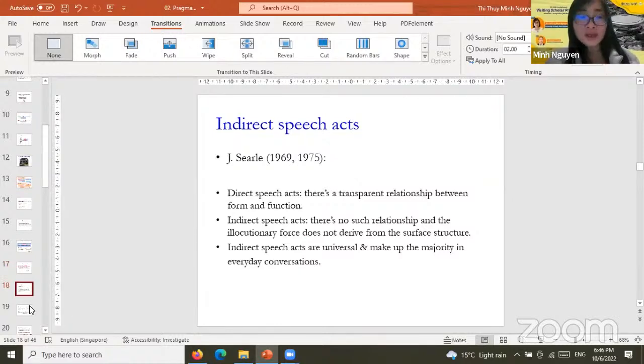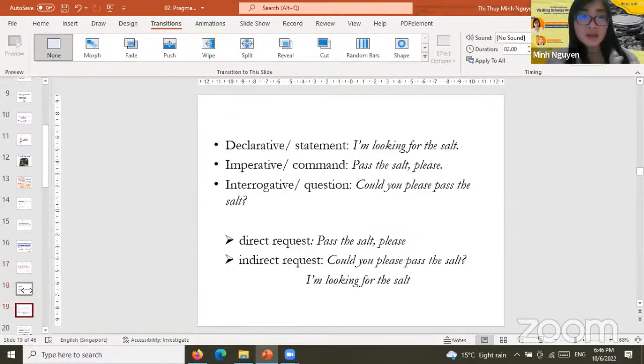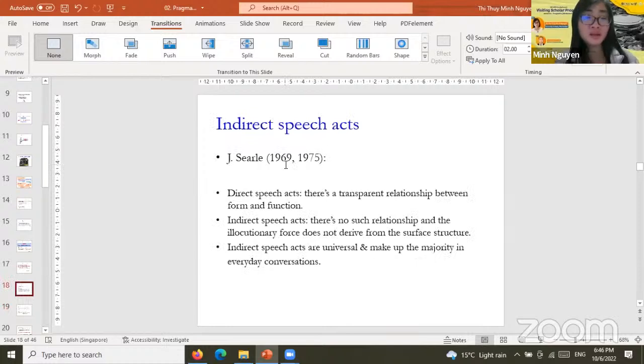Okay, so there's another person that I would like to introduce here, which is John Searle. And his theory is also very important. He's the person who made major contributions to Austin's theory of speech acts as well. And I chose to focus on indirect speech acts, which is a contribution that Searle made. So he's the one who developed the theory of speech acts proposed by Austin further, by introducing the notion of indirectness, or indirect speech acts.